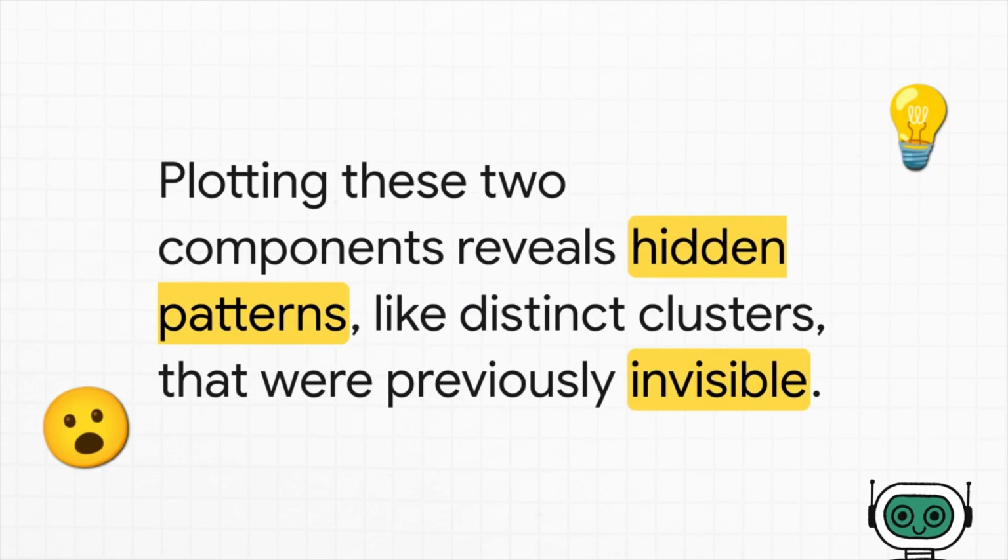And here is the result. When we plot that same data on our two new axes, a clear pattern just pops right out. You can now see two distinct clusters that were completely hidden before. This is what it's all about, revealing the hidden structure in your data to make it easier to understand and easier to use.